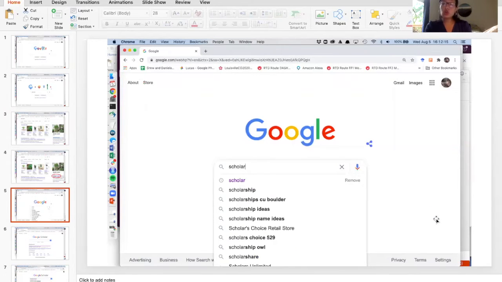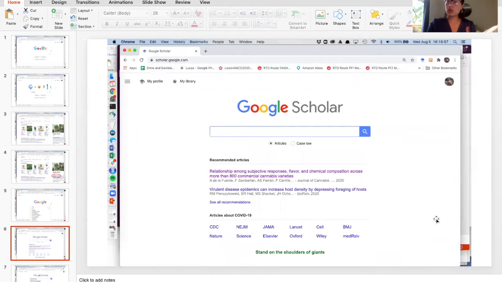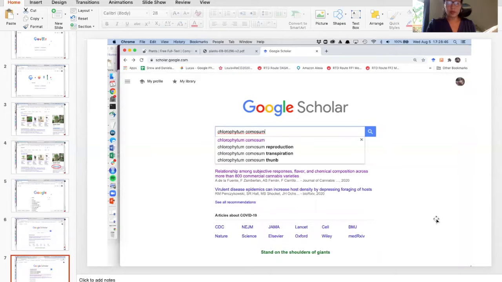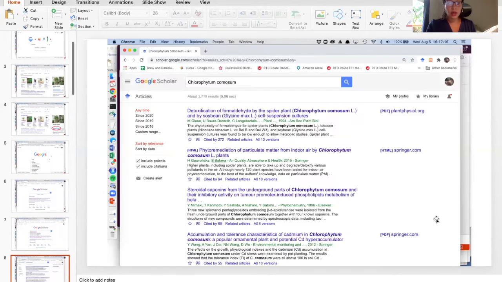So I go to Google Scholar, which is a really important website, and it gives you the scientific papers. So I go to Google, I type Scholar. This is my Google Scholar page. And I copy paste Chlorophytum comosum. And this is what I get. So these are the papers that have been published in the spider plants, in Chlorophytum comosum.